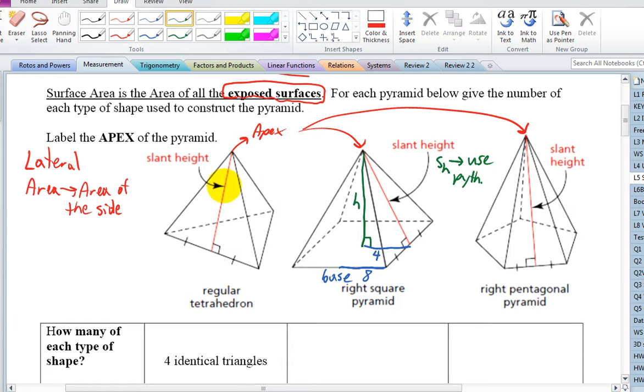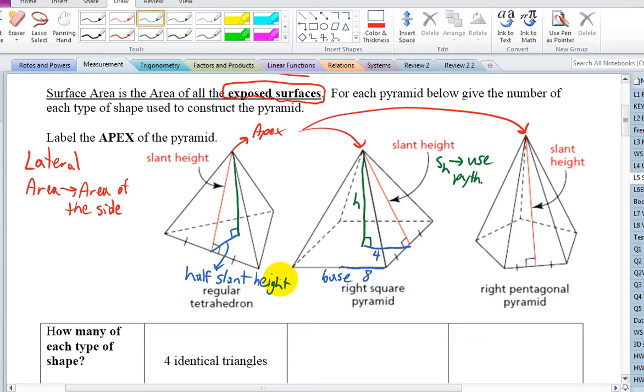Now, on the regular tetrahedron, it will also go down. That's kind of a sideways right triangle. This here would be half of the slant height because it's half of the triangle. It's right in the middle of the slant of the triangle. Any questions about that?